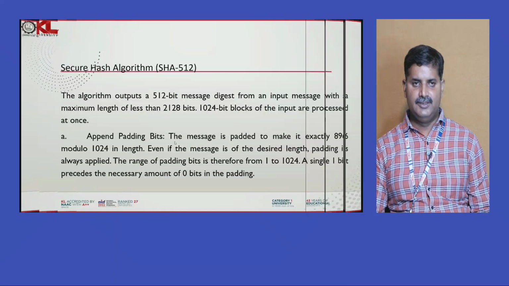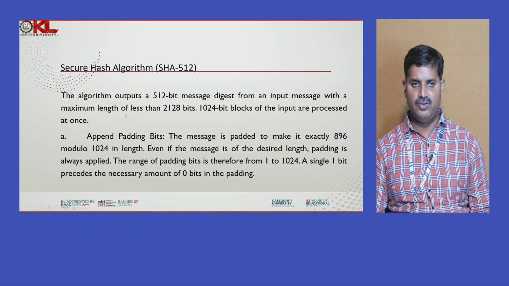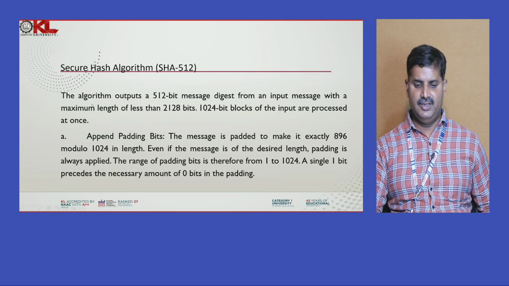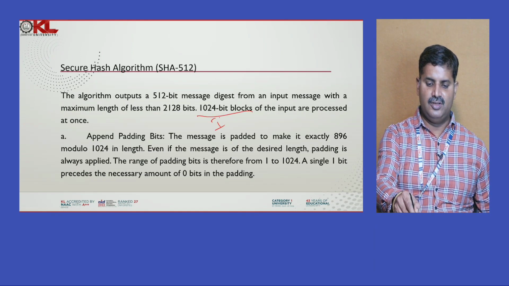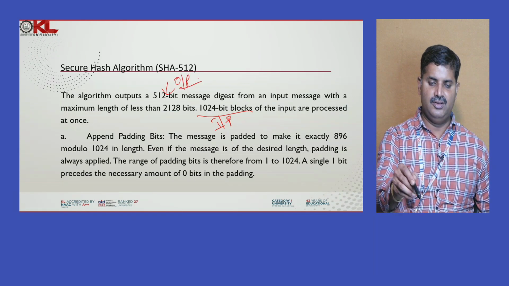In the secure hash algorithm, the input message is processed in 1024-bit blocks, one block at a time, and produces a 512-bit message digest. So this is the input of the message, and this is the output of the SHA-512 algorithm.